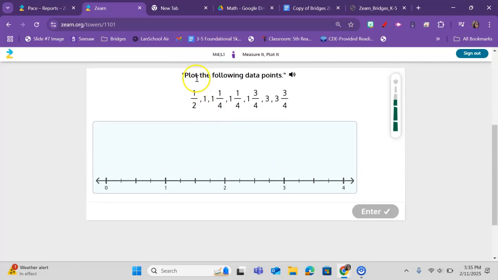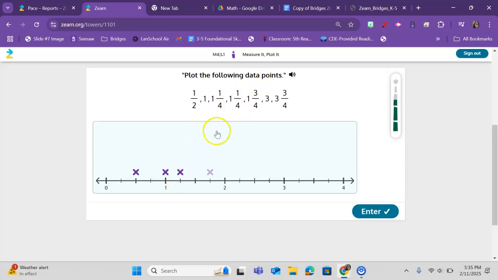All right, and let's plot the following data points. So the first one I need is at the half mark. So there's the half, between 0 and 1. And then I have 1 at the 1. The next one's going to be 1 and 1/4. So I've got to go to the 1. And then the first one will be 1/4. So 1, 1/4, 2/4, 3/4, 4/4, or 2 out of 2 will be 1. So I stop there at 1 and 1/4.